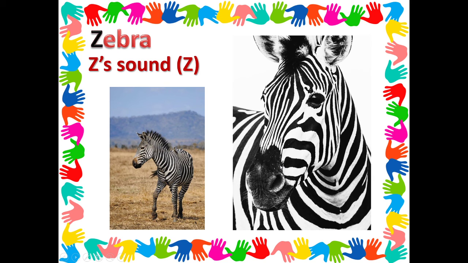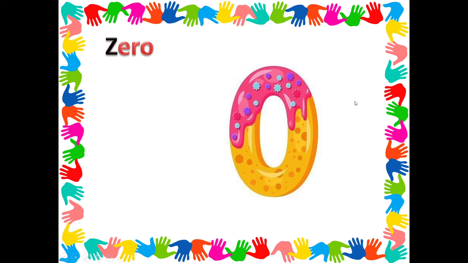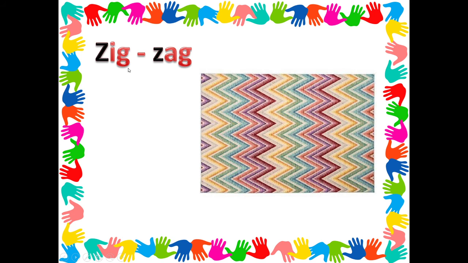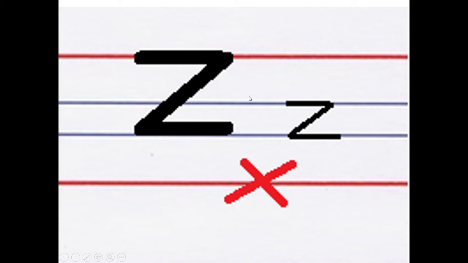Z, come on, repeat after me. Z, zebra. Z, zero. Z, zoo. Look, Z, Z, double O, zoo. Z, zigzag.